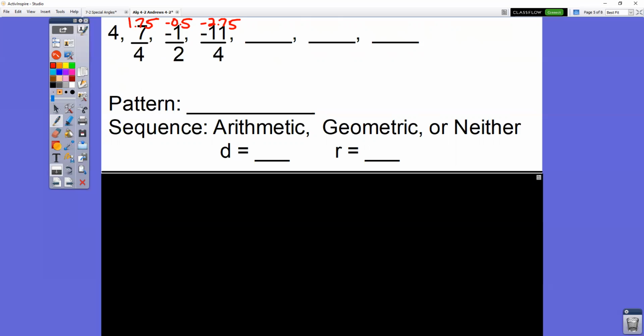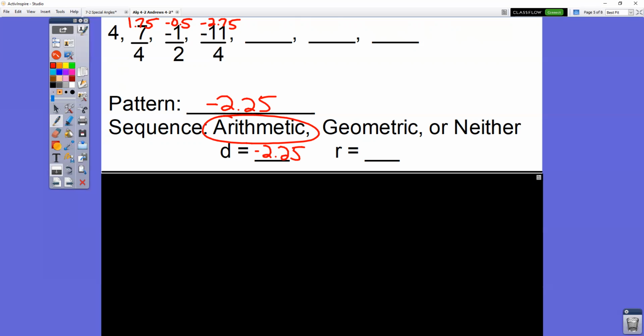So to get from 4 to 1.75, and then to get from 1.75 to -0.5, and to get from -0.5 to -2.75, what I'm actually doing each time is subtracting by 2.25. Therefore, this would be arithmetic. Our D would be -2.25. Now, how could I figure that out?